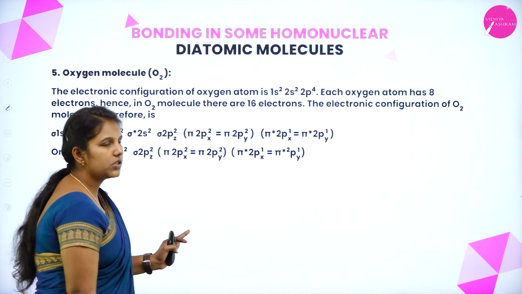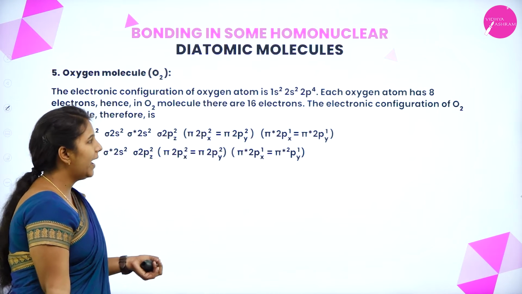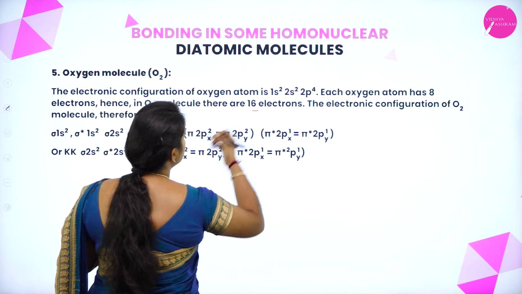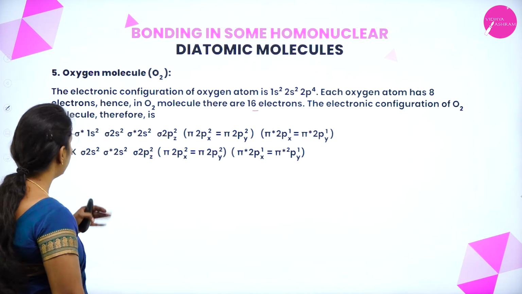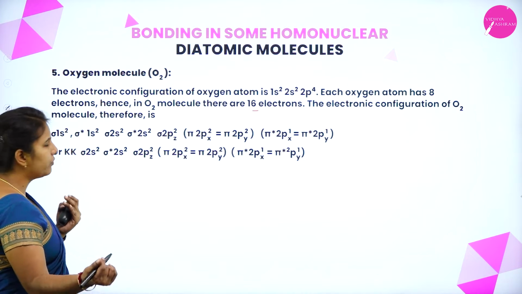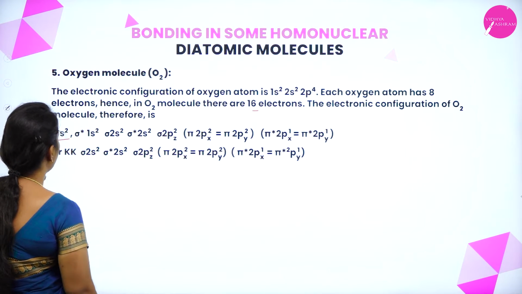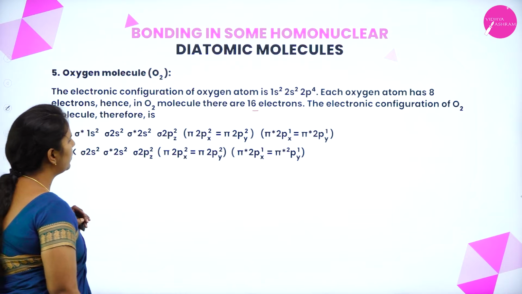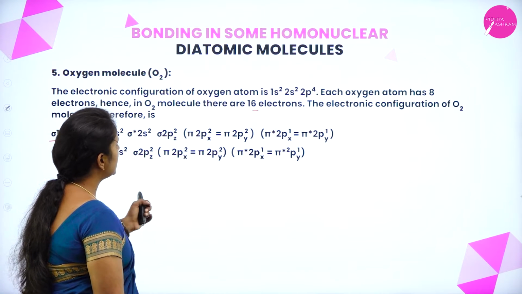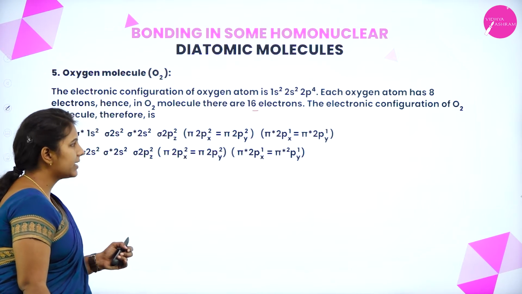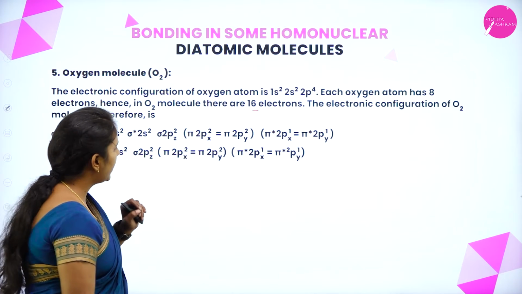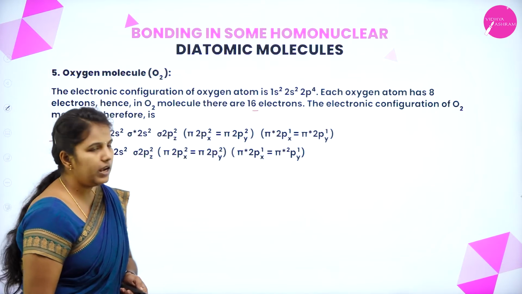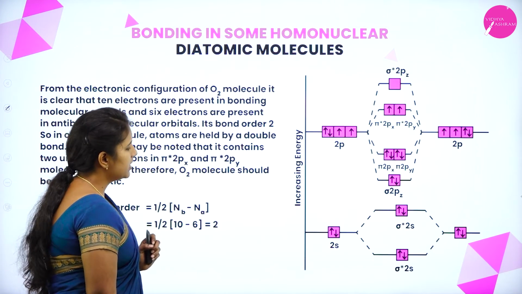So how many electrons are involved in each oxygen atom? 8 electrons. So if you write the oxygen molecule, there are 16 electrons involved. Is it right? Yes. And the electronic configuration goes like this: 1s square, sigma star 1s square, sigma 2s square, sigma star 2s square, and sigma 2pz square, and pi 2px square and pi 2py square, into pi star 2px1 and pi star 2py1. We'll see the structure now.